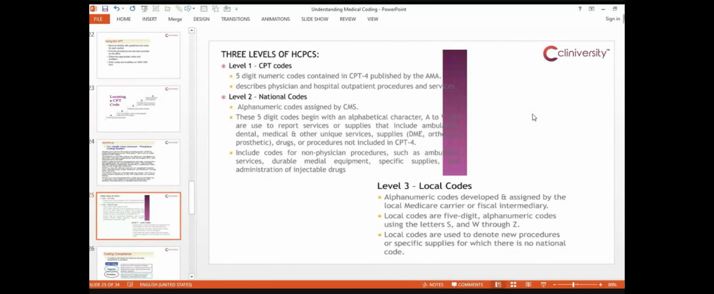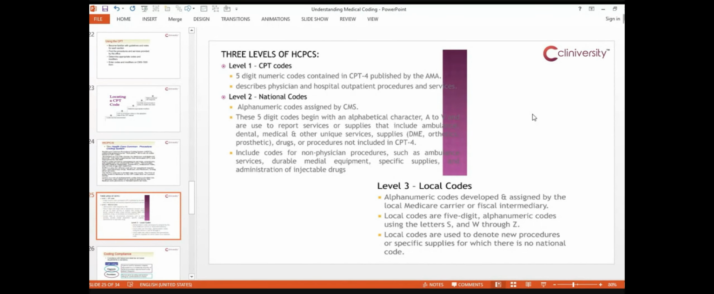Level 1, as I told, is similar to CPT codes. So there are 5-digit numeric codes contained in CPT-4 published by the AMA. It describes physician and hospital outpatient procedures and services provided to the patient. Level 2 are the national codes. These are alphanumeric codes which are assigned by CMS. These 5-digit codes begin with an alphabetical character like ICD-10. And A to V codes I discussed earlier in the CPT also. A to V, I mean the add-on codes and V codes are also there.